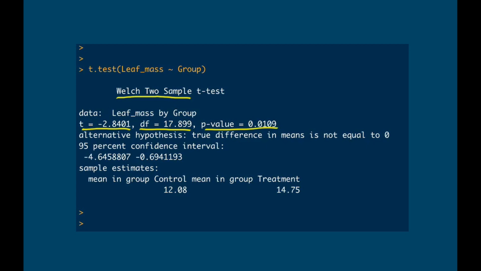I think that unless you've got a good reason not to use it, you should probably use the Welch two-sample t-test. If you're doing a t-test in R, you're never going to get groups that have the exact same variance, and this is just going to give you a slightly more accurate p-value than the standard two-sample t-test will.